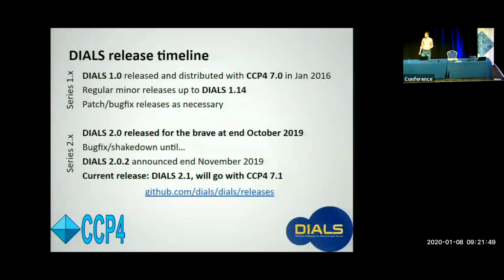DIALS 2 was released very quietly at first for the brave early adopters at the end of October. Then we explored with friendly users in a sort of shakedown period until at the end of November we had version 2.0.2, which was ready for announcement. So last year you should have seen an announcement go to the bulletin board saying that DIALS 2 was ready. DIALS 2 is not yet available in CCP4 though. We're now already on DIALS 2.1, and that will go out with CCP4 7.1 very soon. You can see more details about the release history at the GitHub page.